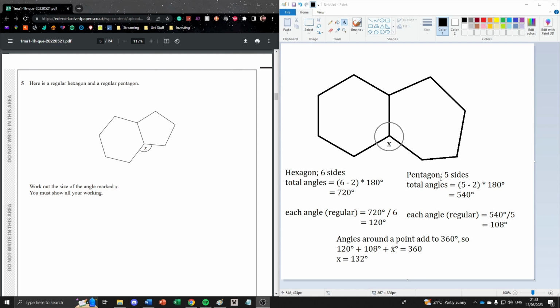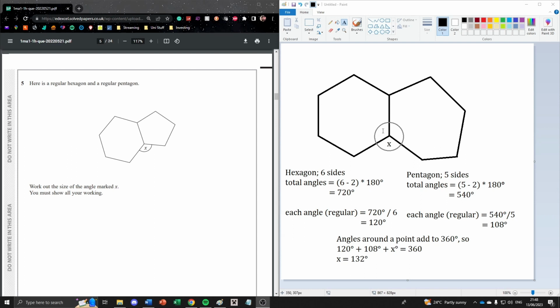We can do this again for a pentagon and find we have 5 sides, so total angles 5 subtract 2 times 180, obviously 3 times 180, 540 degrees. And again, it's a regular pentagon, and so each angle is going to just be 1/5 of the total angle. So 540 divided by 5 gives us 108 degrees.